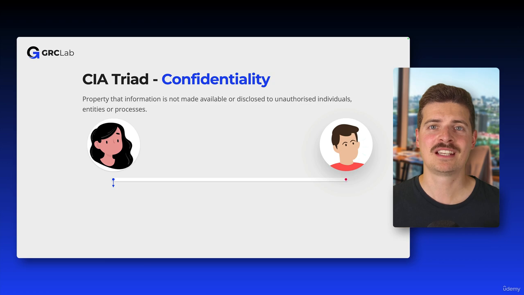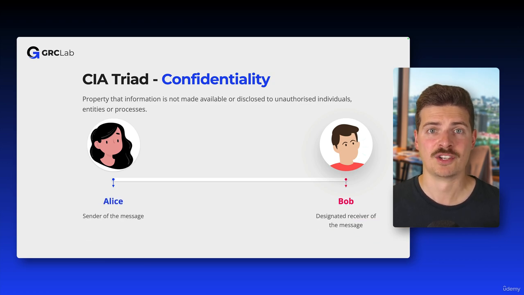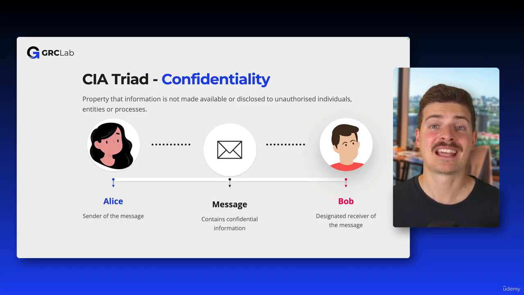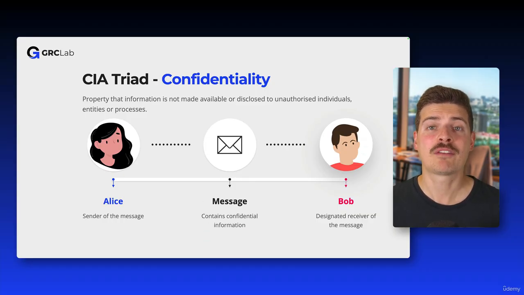Confidentiality is the property that information is not made available or disclosed to unauthorized individuals, entities, or processes. Let me explain this concept by using a simple example centered around Alice and Bob. Alice is about to send a message to Bob. However, the message she wants to send to Bob contains confidential information. In other words, she does not want anyone other than Bob to read it.